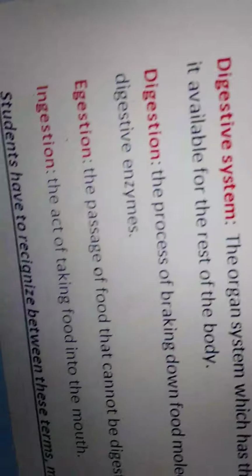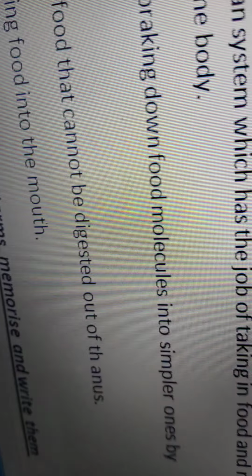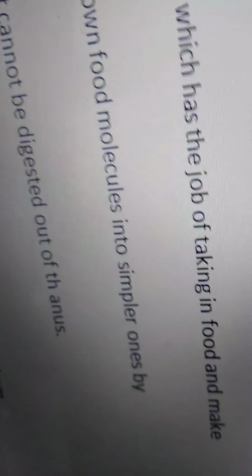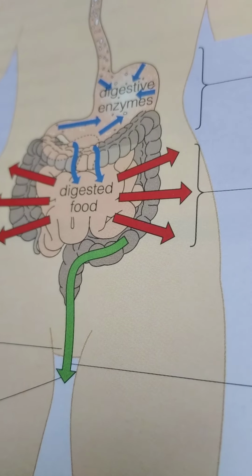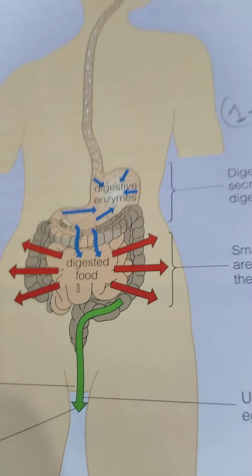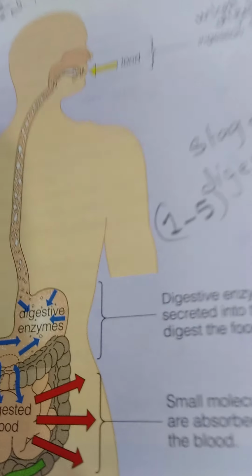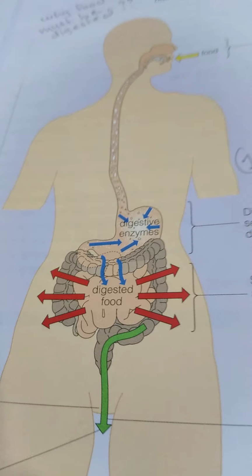So cellulose and other materials that can't be digested pass out of our body by a certain process or mechanism, out of the anus. This is the anus. The anus is the last part of the digestive system, in which the undigested food passes out of the body. Okay, this is the process of digestion.